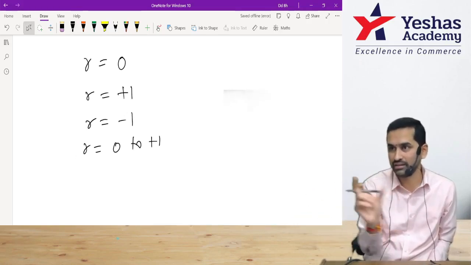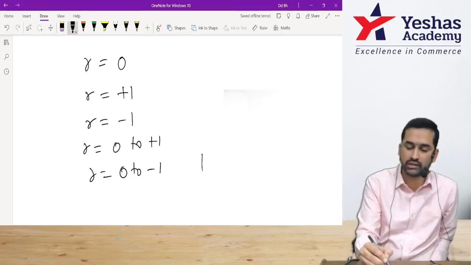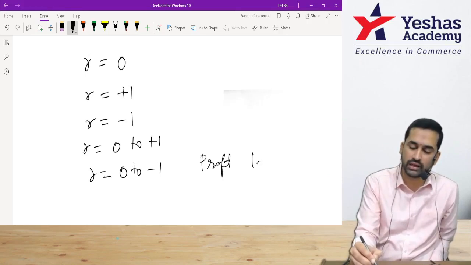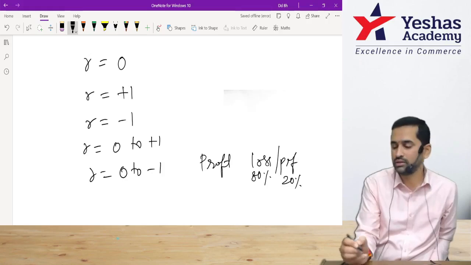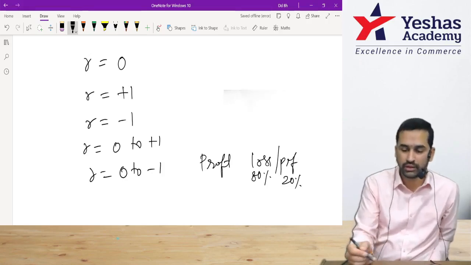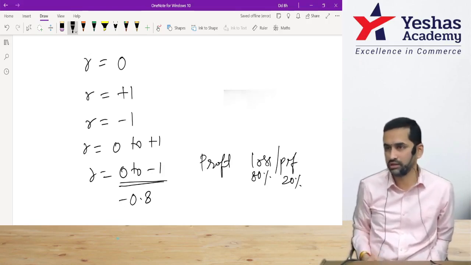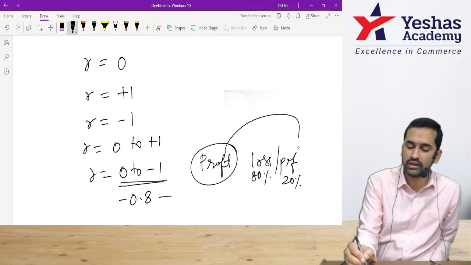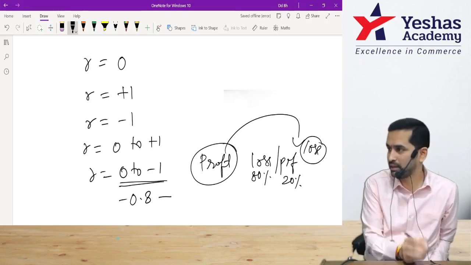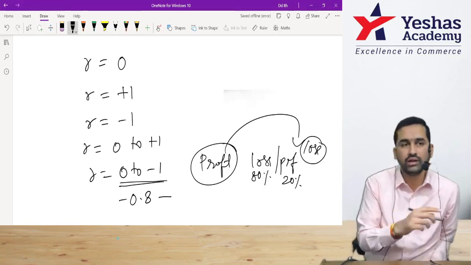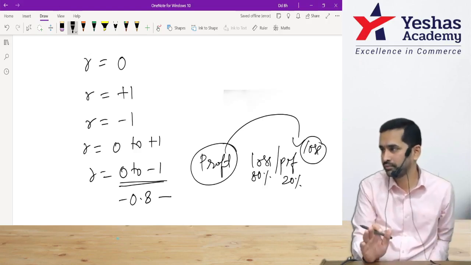It is moderate correlation, and R is equal to 0 to minus 1. First year there is a profit. Next year there can be loss or there can be profit. There is 80% chance of loss, 20% chance of profit. That means there is 0 to minus 1, 0.8 negative is the correlation. If it is minus 1, then first year profit, second year it has to be loss only. Exact opposite will be minus 1. It can be opposite, need not be opposite also. It will be in the range 0 to minus 1.